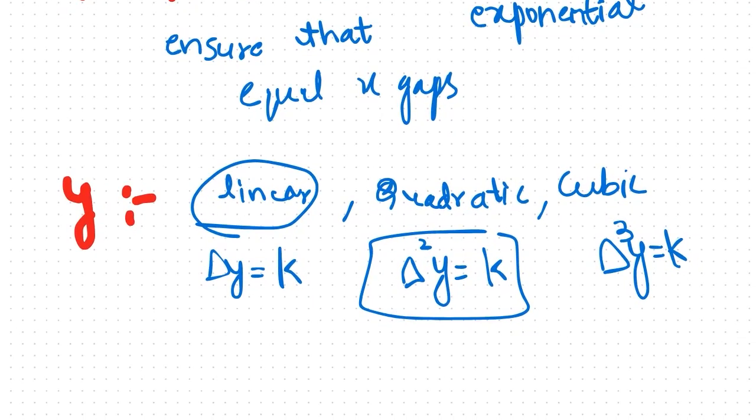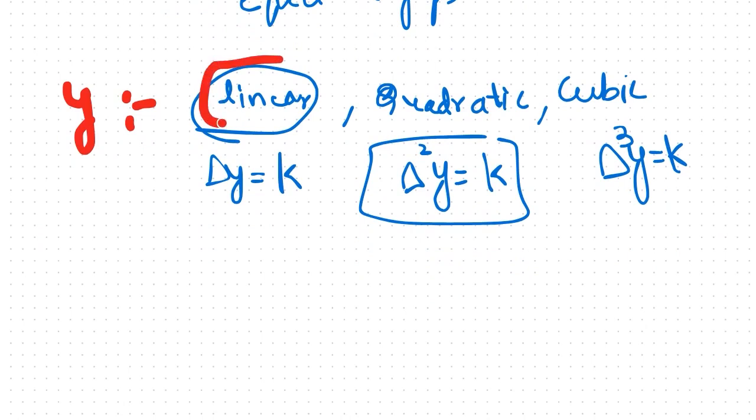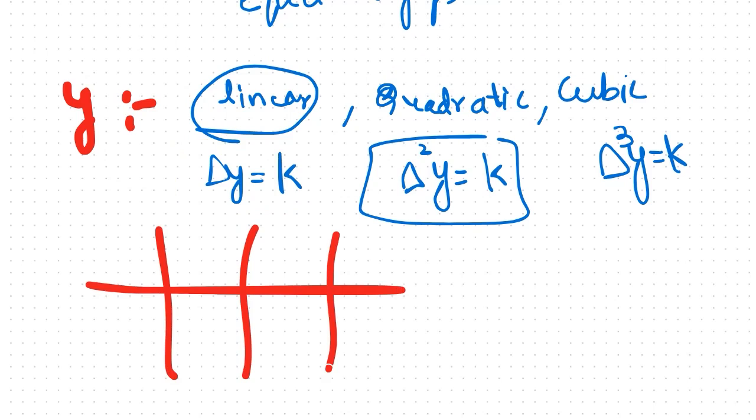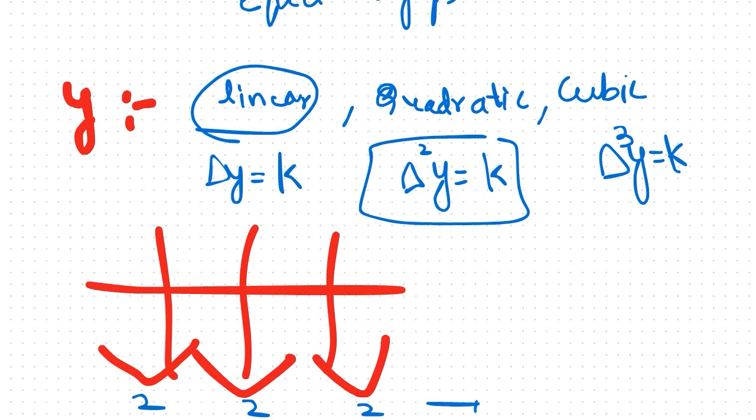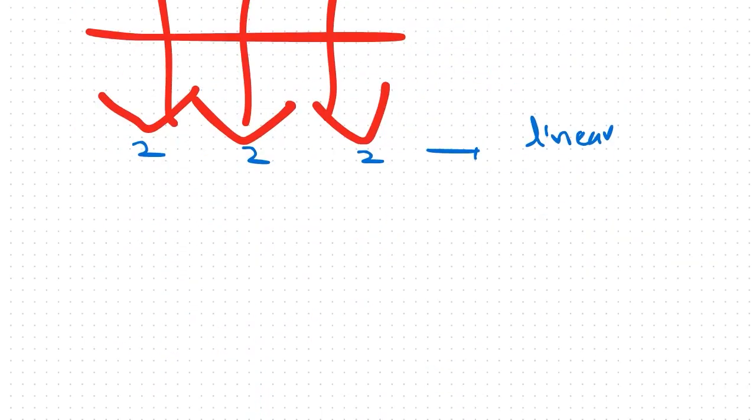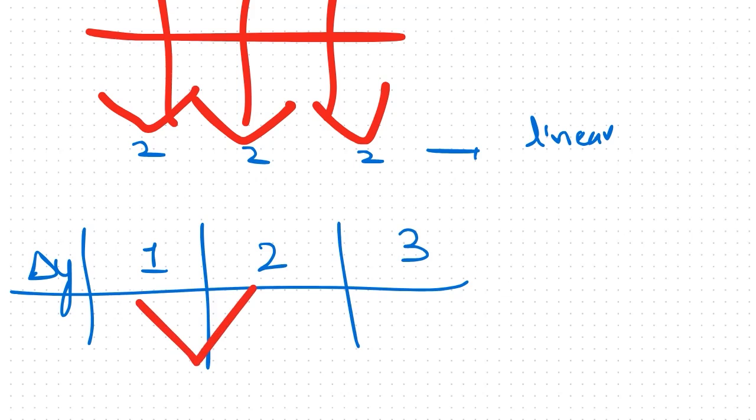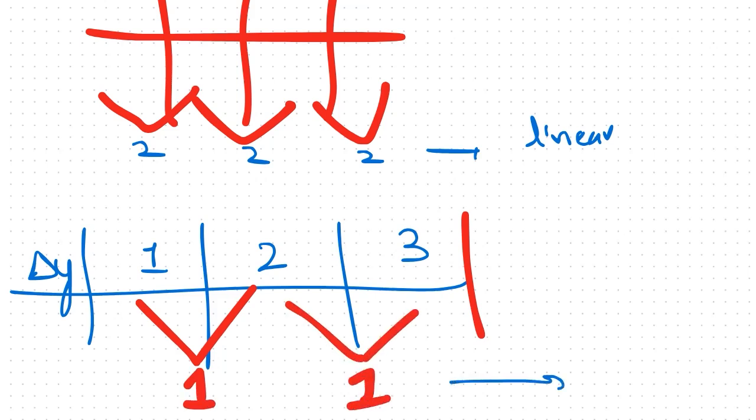See, if you remember the relation between linear and quadratic: linear means the first difference is constant. So when you take these two values, let's say they differ by a common number, 2, 2, 2. This will be linear. But if it is not 2, 2, 2, let's say the first difference, delta y values, are 1, 2, 3, then delta y of delta y, I mean the difference of the first difference, is 1. This is constant.